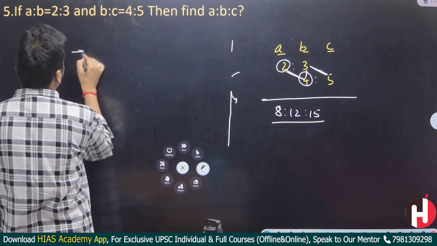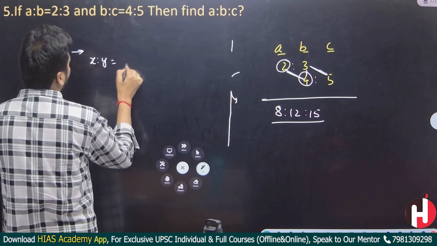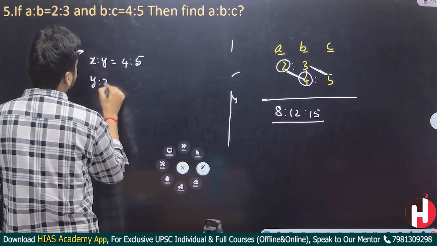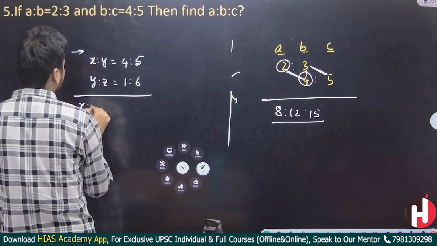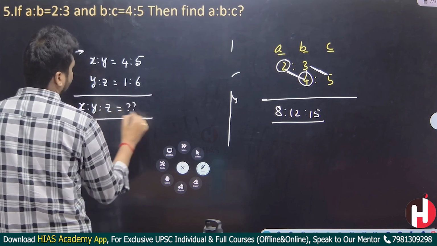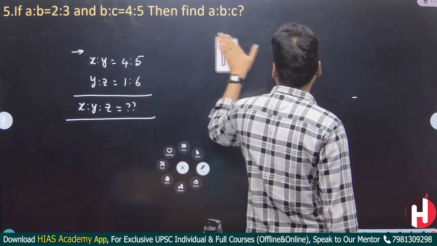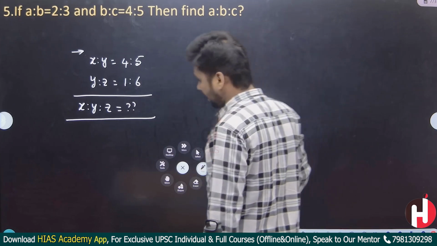So, right, next problem. If x is to y is equal to 4 is to 5, and y is to z is equal to 1 is to 6, then find the x is to y is to z value. You can use any method, but this method is easy to find out.